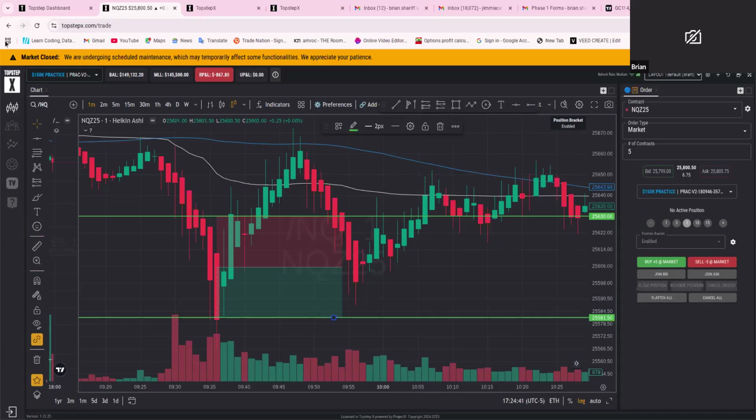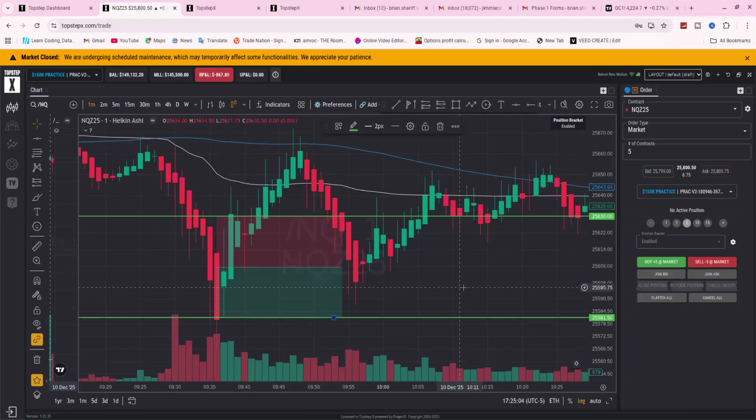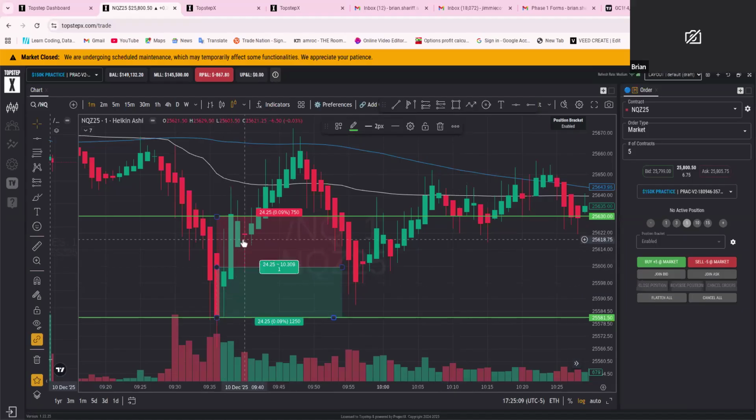Okay, so let's get back to this. You see this right here? You got stopped out. You got your doji, you got stopped out. But what's wrong with this doji right here? What color is this doji? It's green. It's supposed to be red. This is green, but this is red right here.